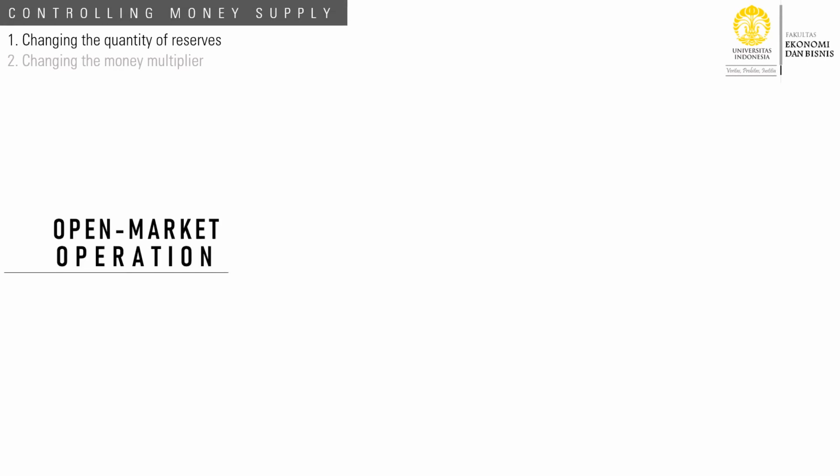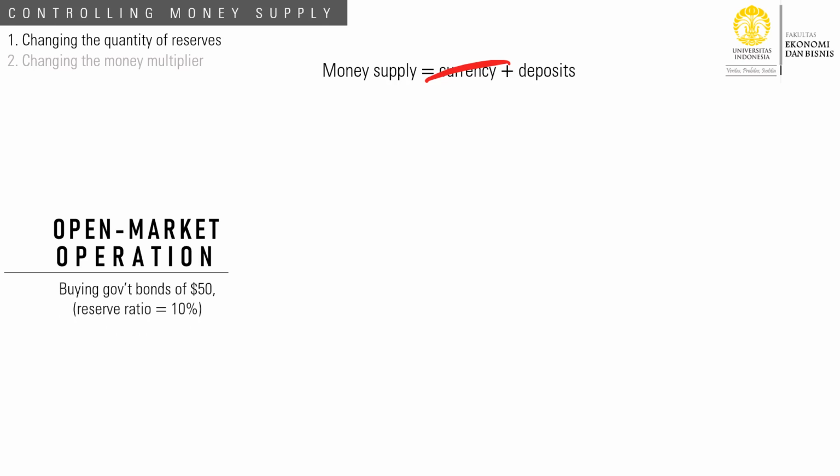But before we proceed, again recall that money supply is assumed just equal the total deposits. There is no currency in circulation. Deposits, as we understood from the money creation discussion, grow bigger than its initial amount whenever loans can be made. Okay, suppose now the central bank purchases $50 worth of government bonds.